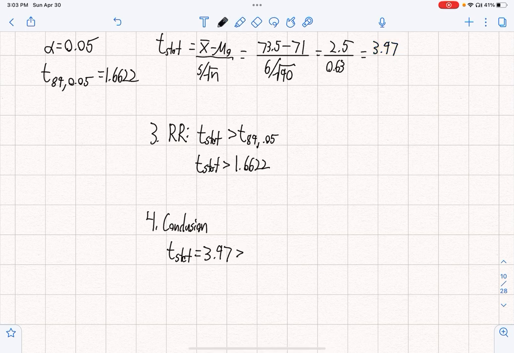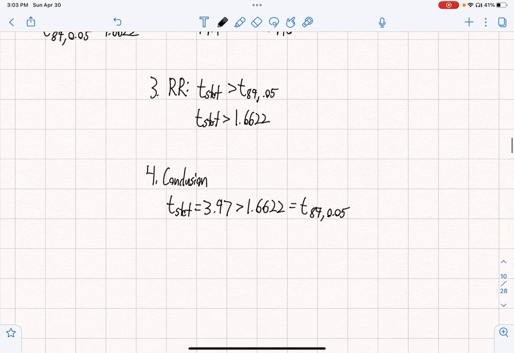is greater than 1.6622, which is our critical value of T 89 point, comma, 0.05. So this is true, right? 3.97 is indeed greater than 1.6622. So that means our T-stat is in fact in the rejection region. And if it's in the rejection region, we reject the null hypothesis.